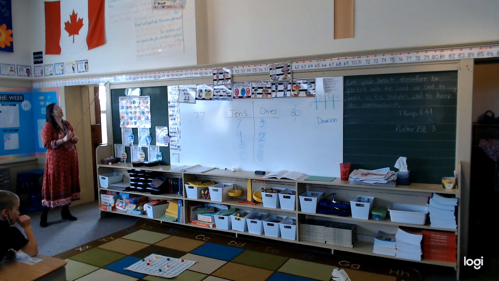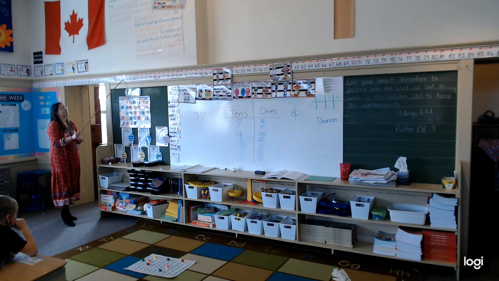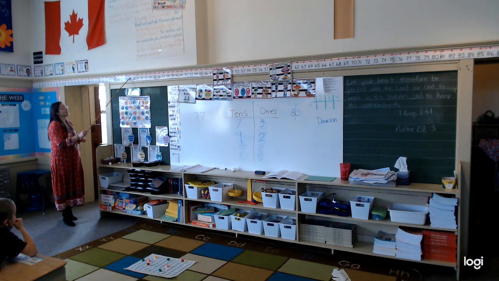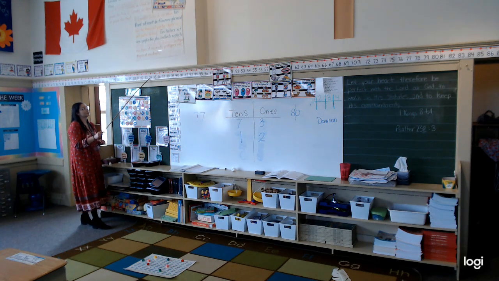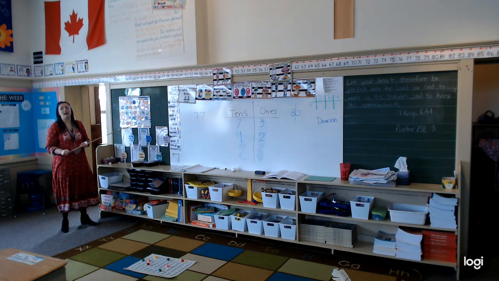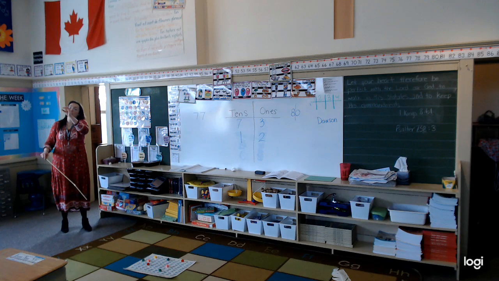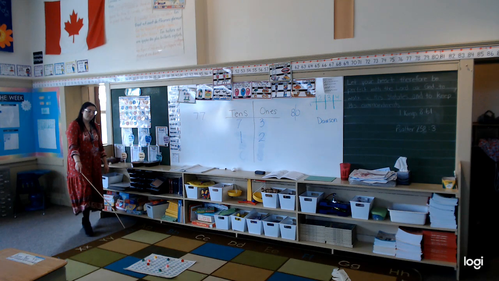Ready? 1, 2, 3, 4, 5, 6, 7, 8, 9, 10, 35. Put your hands up. Lock it in your brain. What number did we land on? Sam, what number did we land on? 35. Beautiful. Come on up, Sam, with your little cube and put it on the number 35.